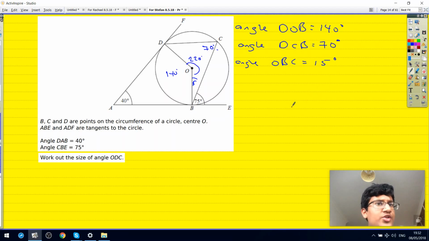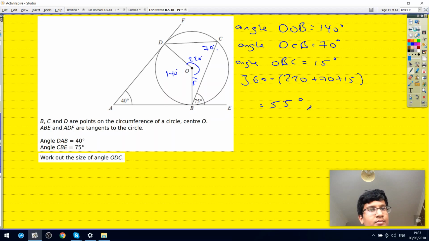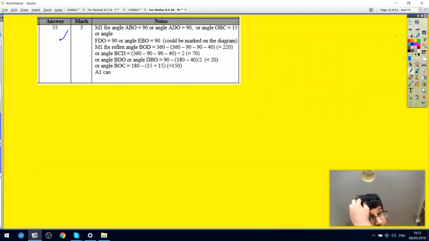So then we just have to have 360. Is it 360 minus 70 plus 220 plus 15? Okay. Which would be, if I can do this, 85. That would be, I think, 55 degrees. Okay. Plus 70 equals 55 degrees. 55, yeah. Got it. Could I copy that down quickly? Is that all right? Yeah.